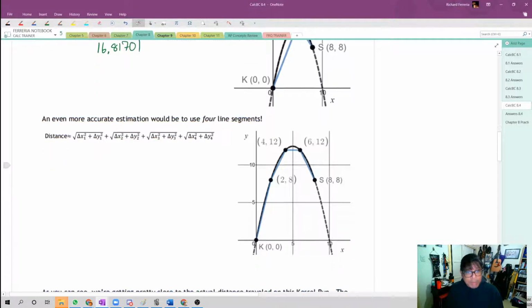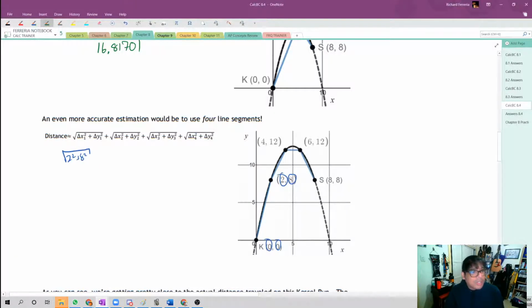Okay, well, things are going to get crazy now, because if we want an even better estimate, let's just do more line segments. So we're going to do 4 line segments here. Woo! So let's hit it. The first one, the distance in x coordinates, 2 minus 0 is 2 squared. The distance in y coordinates, 8 minus 0 is 8 squared.